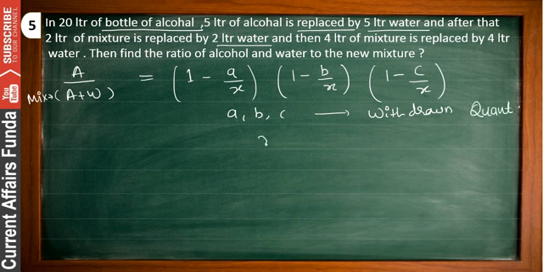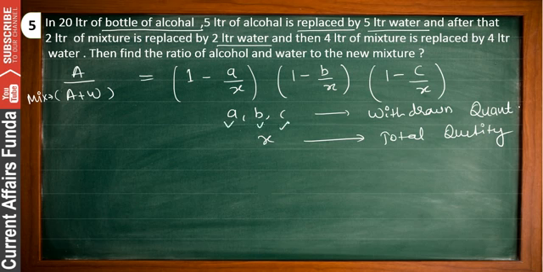And what is X here? X, that is total quantity. Fine. In the previous question we were repeating the same method, but right now the values of A, B and C will be different. So now how to solve this question?